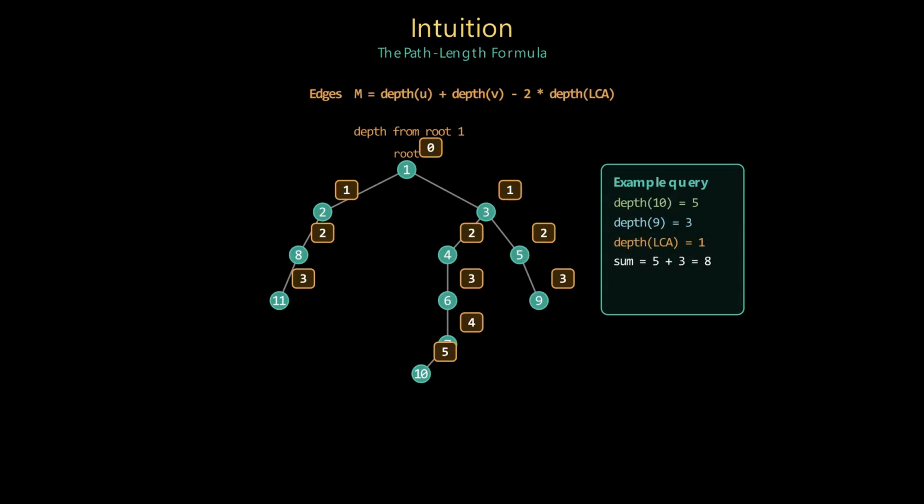This intersection gives us a flawless mathematical shortcut to find our edge count m. The distance from u to v is simply the depth of u, plus the depth of v, minus twice the depth of their lowest common ancestor. By subtracting that overlapping top segment, we calculate the exact number of edges bridging our query targets without ever traversing a single path manually.